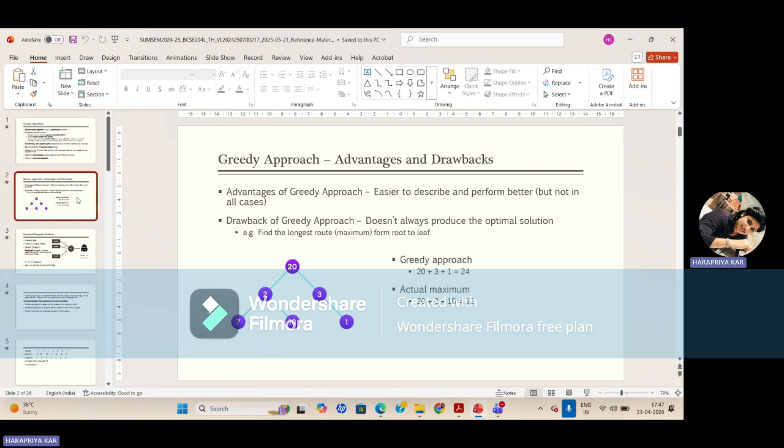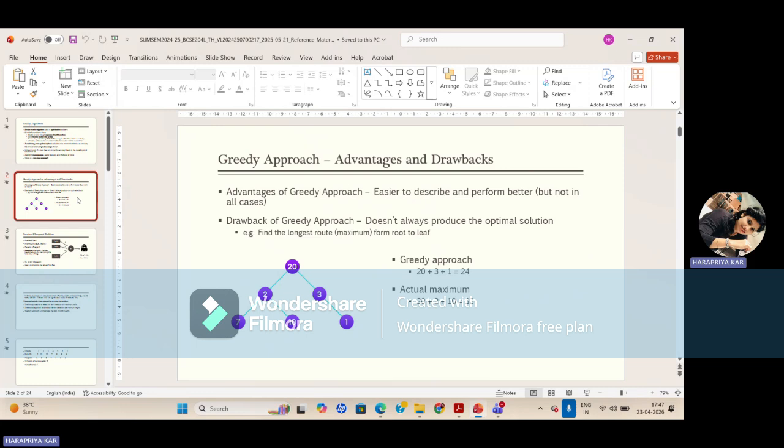It does not always produce the optimal solution, because in the initial step itself we are deciding what the final or optimal solution is. But the drawback is that it will not always produce the optimal solution. So you can easily understand this from an example.